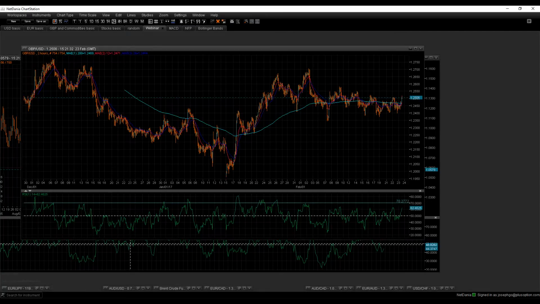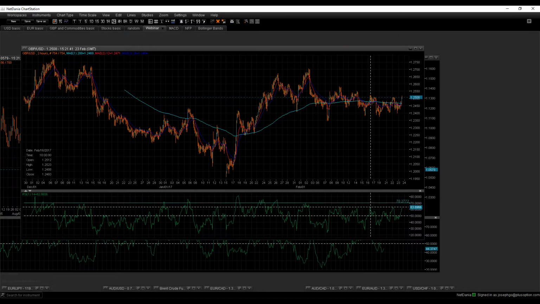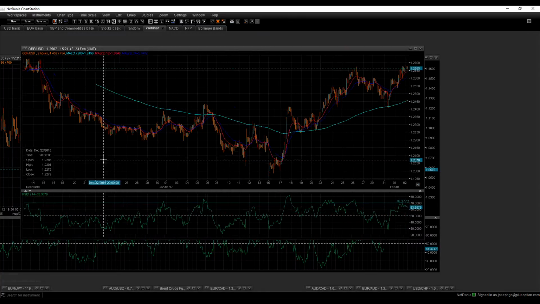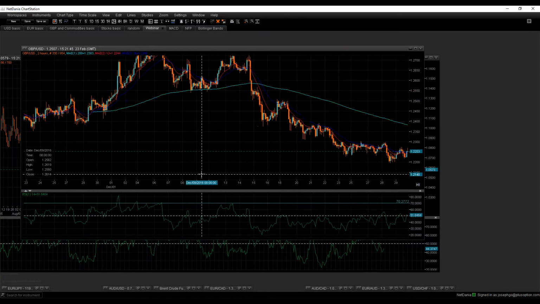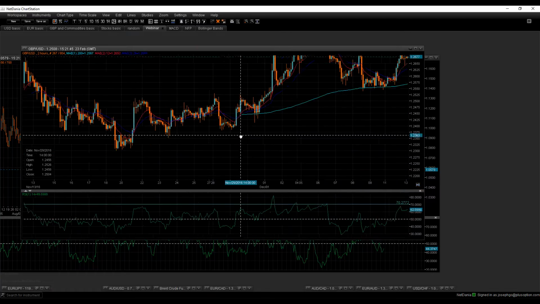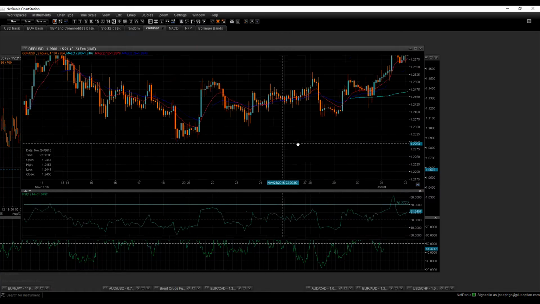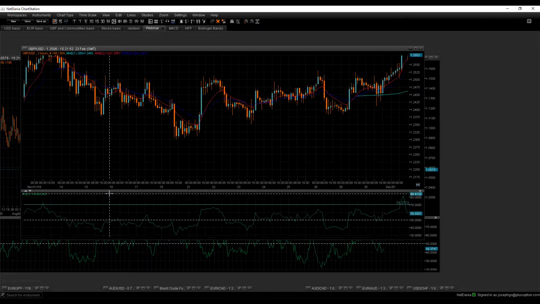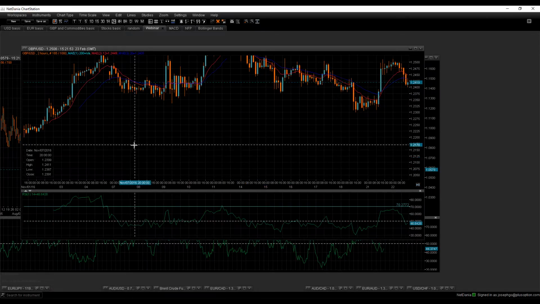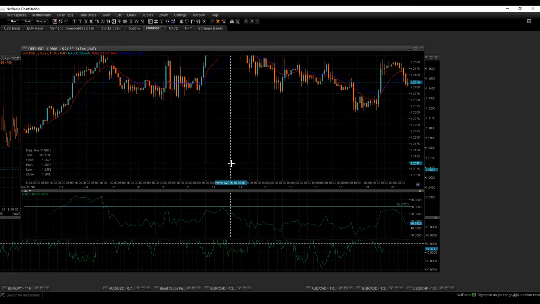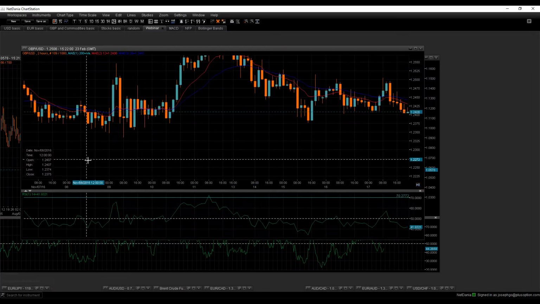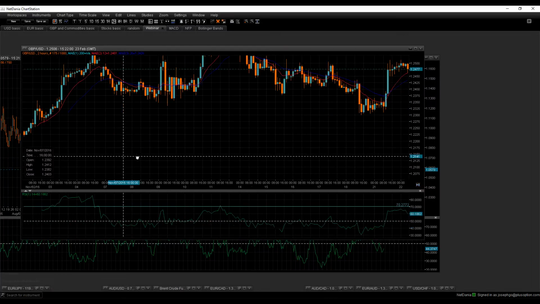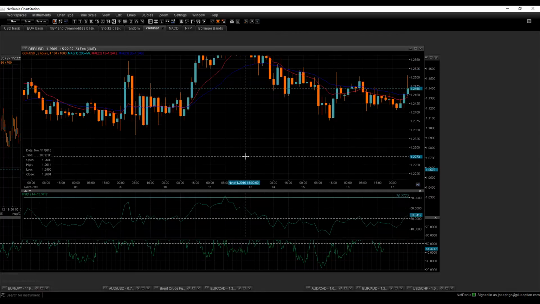So this time I've drawn a line on 70. And now we're going to use the RSI to spot overbought conditions. So just give me a second while I get set up with this asset. Okay, so let's just start here.